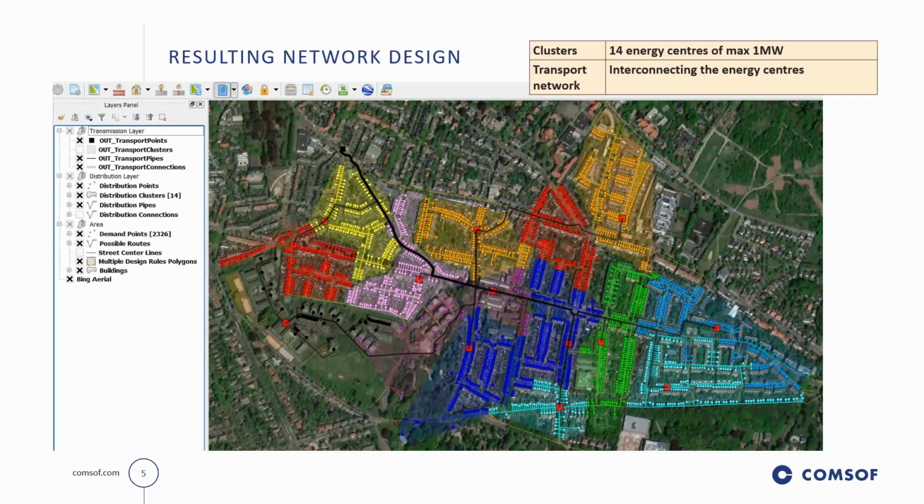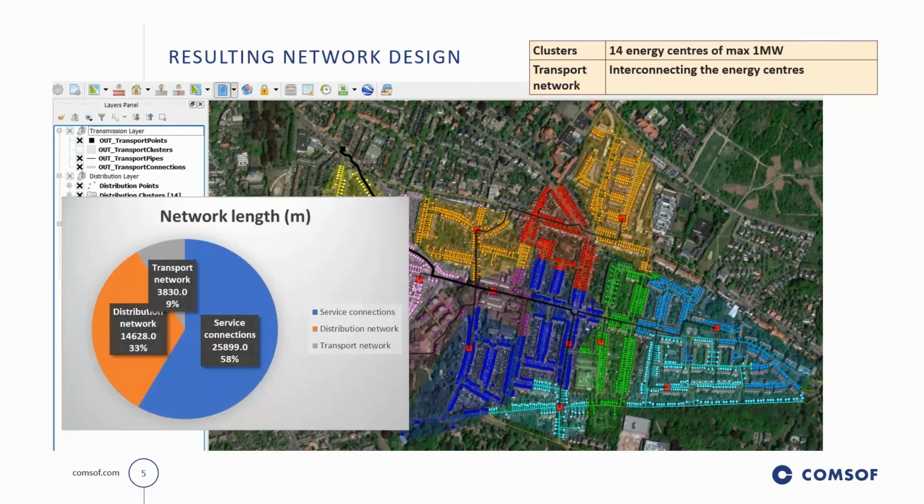So what you see now on the screen could be a possible result of a design. We have 14 energy centers of maximum 1 megawatt, and the small red squares here that we see, they are the distribution substations which are then interconnected with the black lines. The black lines are then transport pipelines interconnecting here to the source connection at the north. Automatically generated, clustered based on the technical input parameters, and a design like this can be done in less than 10 minutes for this size of network.